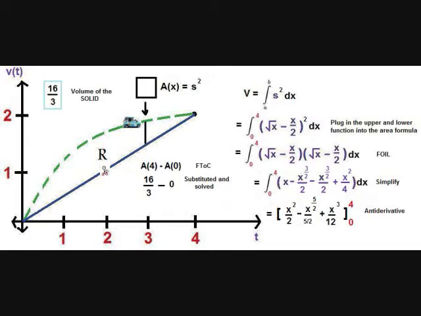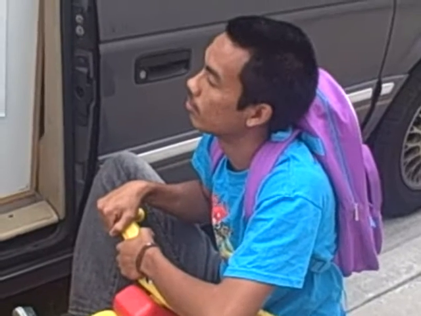A of 4 minus a of 0. This calculated equals 16 over 3 minus 0. With this simplified, the volume of the solid comes out to be 16 over 3.